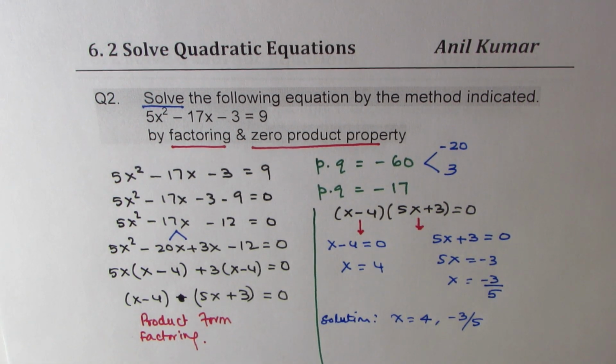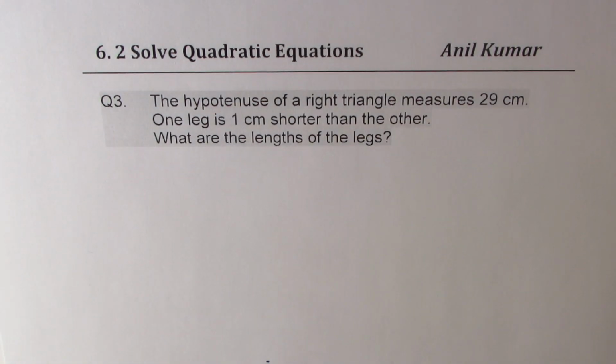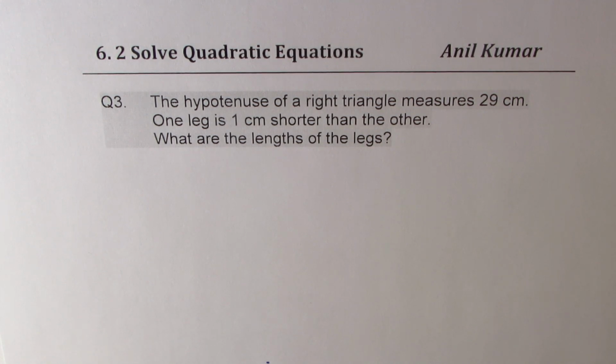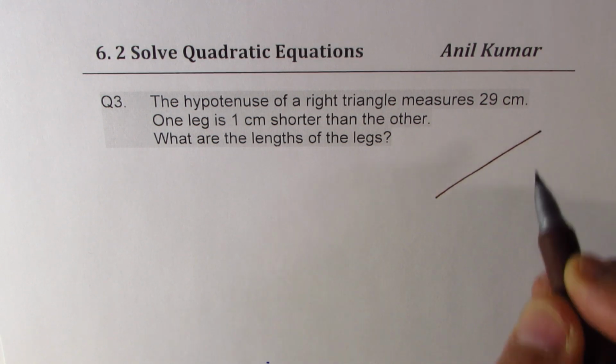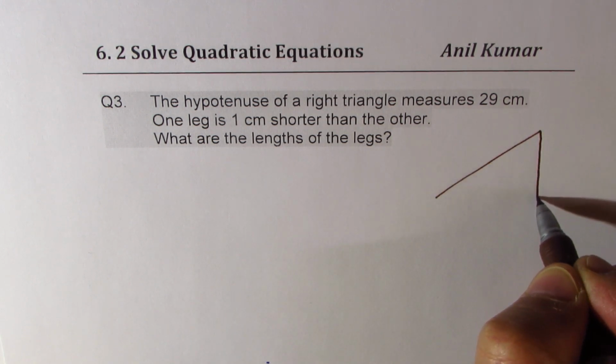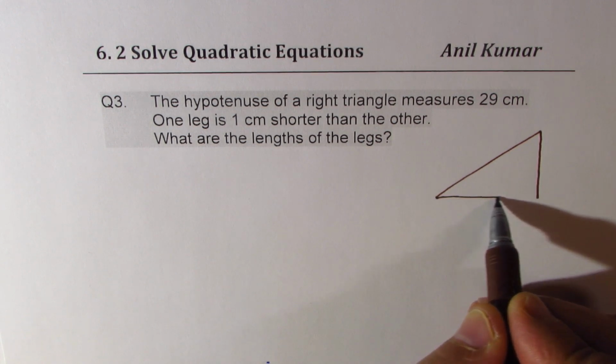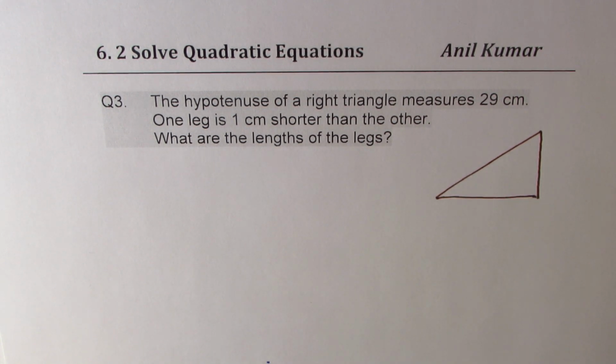Let's move on and take question number 3 now. Now here is an application question. Question number 3. The hypotenuse of a right triangle measures 29 centimeter. One leg is 1 centimeter shorter than the other. What are the lengths of the legs? So let's construct a right angle triangle. So let us assume that this is the one whose one leg is 1 centimeter shorter.